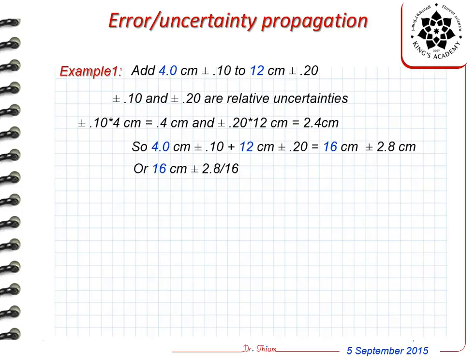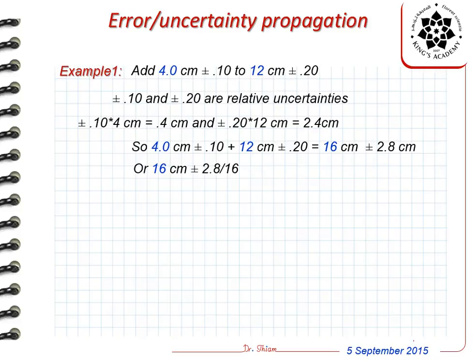Now we add the two numbers also, obviously, because we are adding them. So 4 plus 12 is 16. So the final answer is going to be 16 plus or minus 2.8 centimeters.